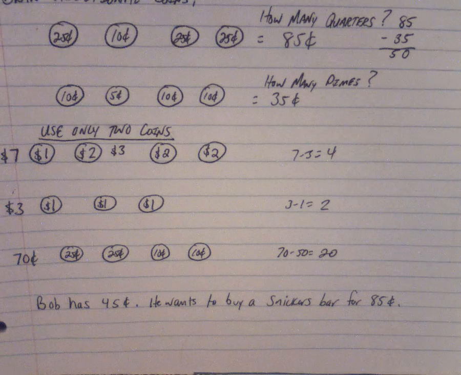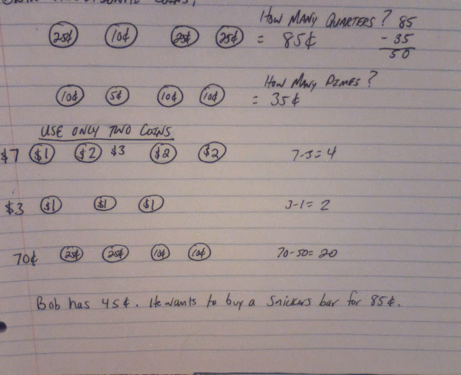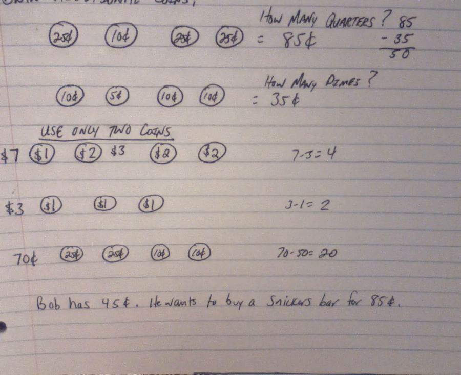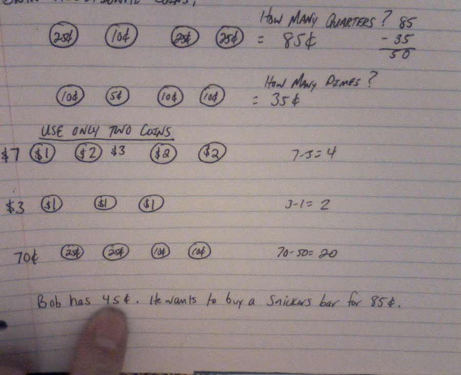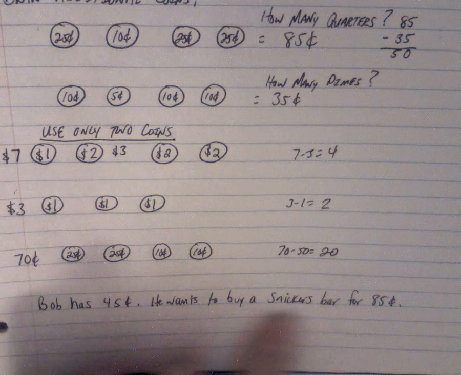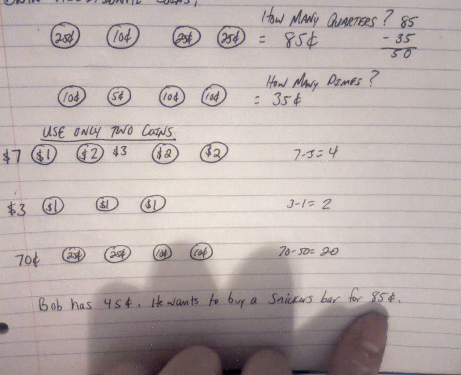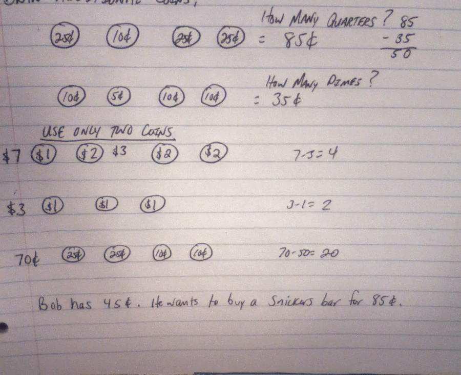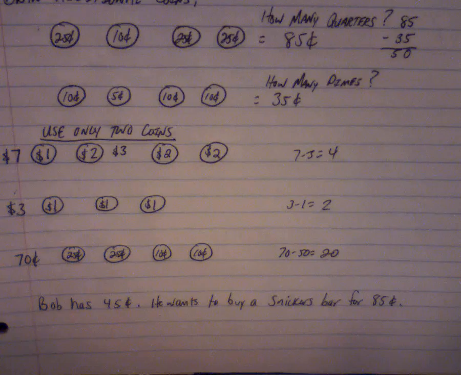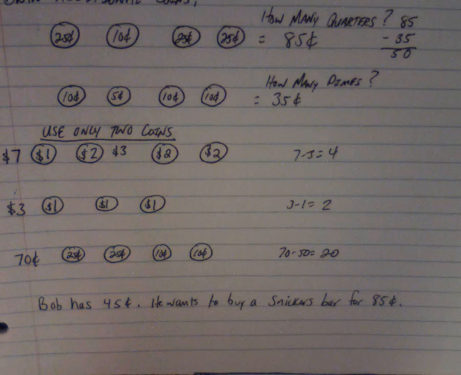Last but not least, you're going to see a word problem. All right, you're going to see a word problem that's going to involve money, and how much more are you going to need. So it says Bob has 45 cents. He wants to buy a Snickers bar for 85 cents. What we need to do is we need to show the extra coins that Bob is going to need to buy that item.